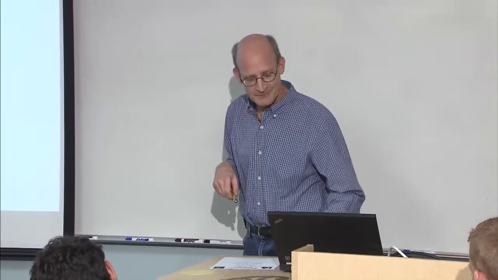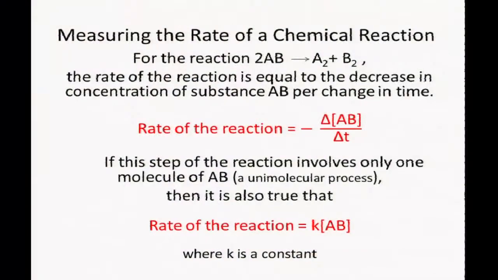Okay? So then as a chemist, you decide, all right, I need something else to help me figure this out. So I'll just make a supposition. If that reaction involves only one molecule of AB, then this has to be a unimolecular process. And if that's true, then the rate of the reaction equals k times the concentration of AB. Okay? So I'm going to have two ways to describe the rate of the reaction. It's the decrease in the concentration of AB per change in time, but also it's equal to this k, our rate constant that we're interested in, times the concentration of AB.